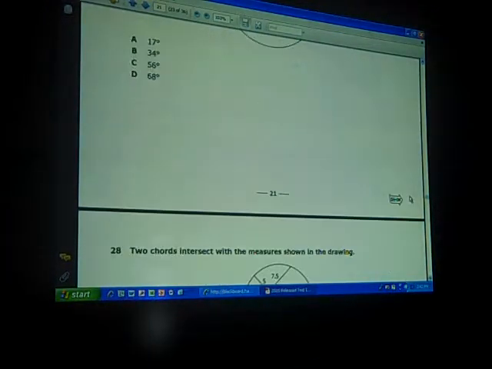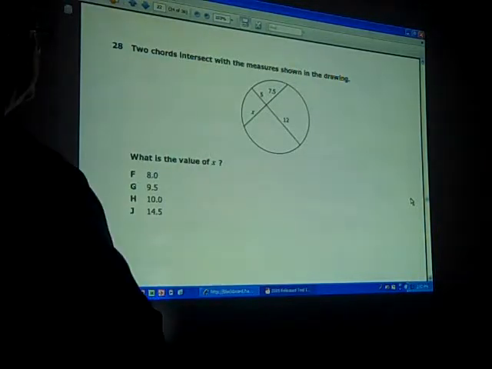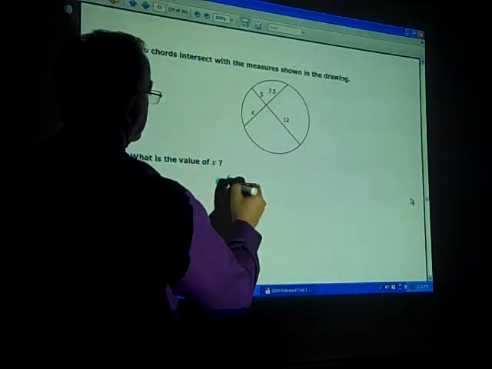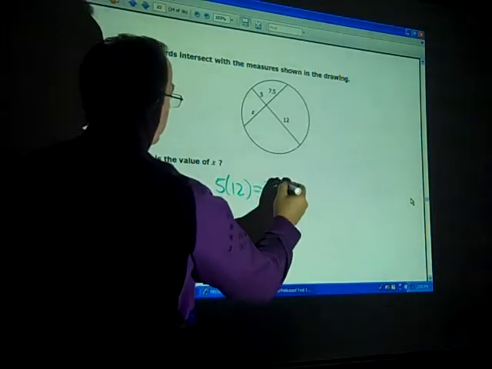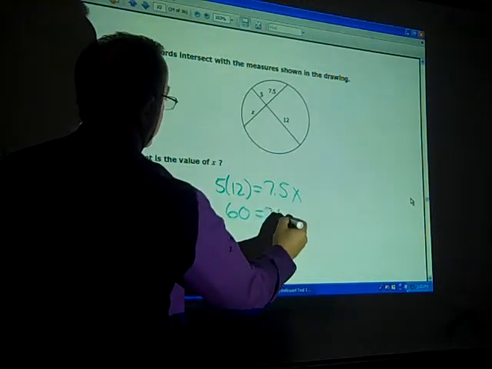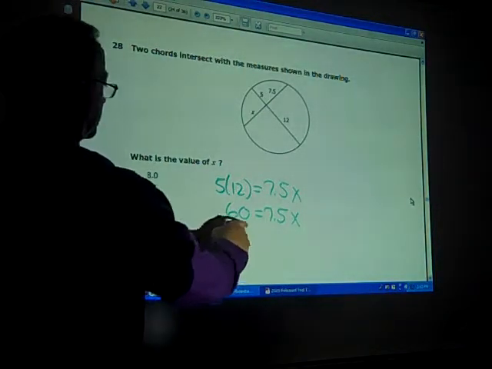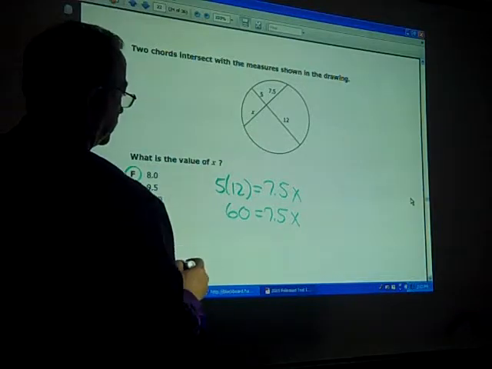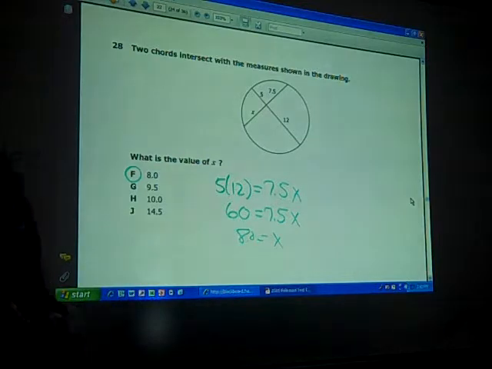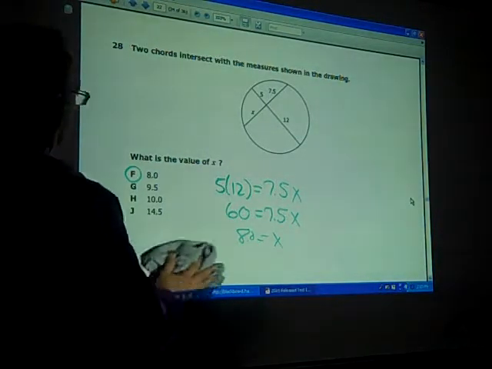All right, 28. This one, two chords intersect with the measure shown. What is the value of x? Whenever you have two chords intersecting like this, you just multiply the pieces. So we got 5 times 12 equals 7.5 times x. So 60 equals 7.5 times x. I just happen to know that 60 divided by 7.5 is 8. And 28.